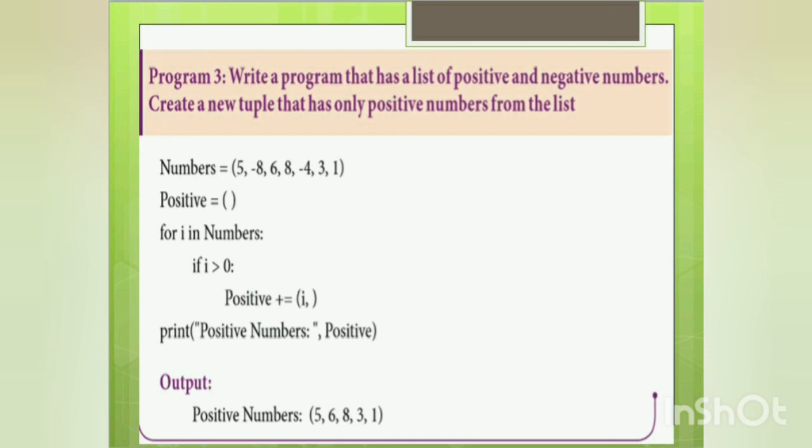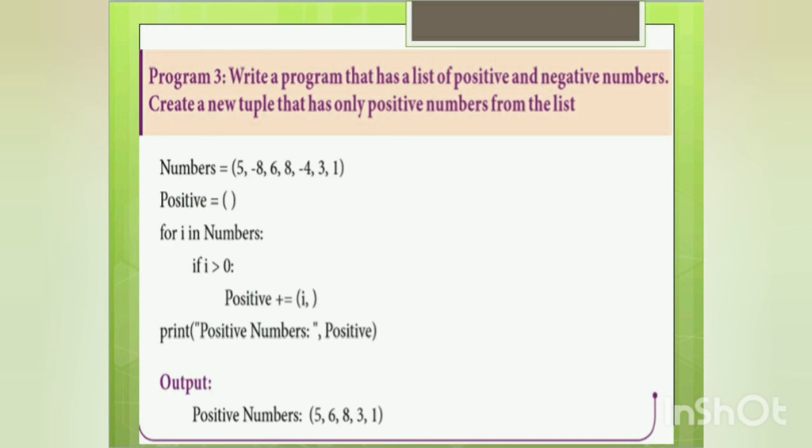Lesser than 0 means minus 1, minus 2, minus 3. These are lesser than 0, so that will come as negative, but we need only the positive numbers. So the condition is if i is greater than 0, meaning positive. Here, to the positive tuple you are going to append that i. Append means it will add at the last.